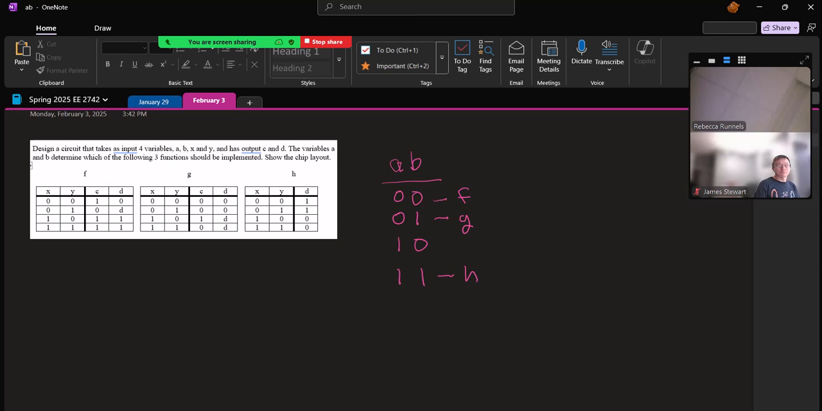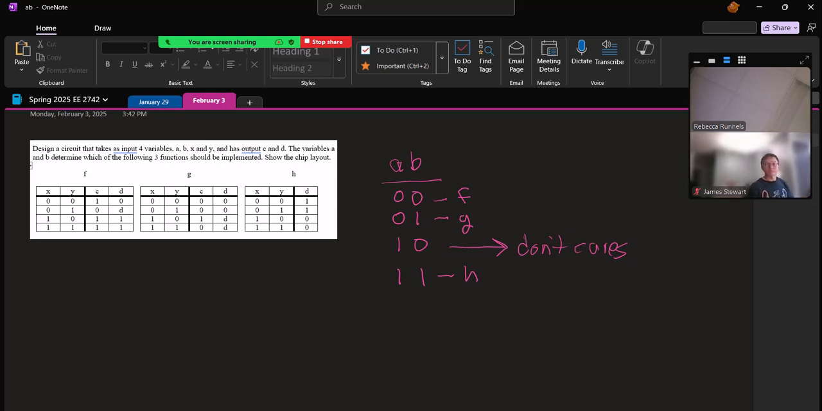I'm going to do it like this, F, G, and H, and then 1, 0 is not defined, and so that's going to end up being don't cares. So if A and B are 1, 0, then we'll have don't cares. So that's the first thing that you need to do, and it's up to you how you decide to do it. I mean, it's just however you want to apply it.